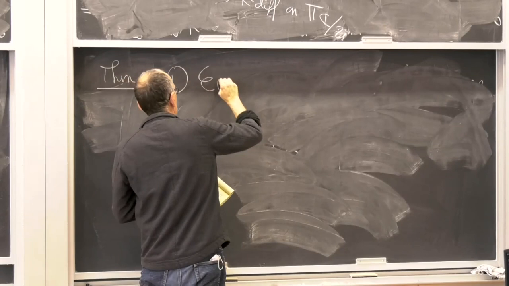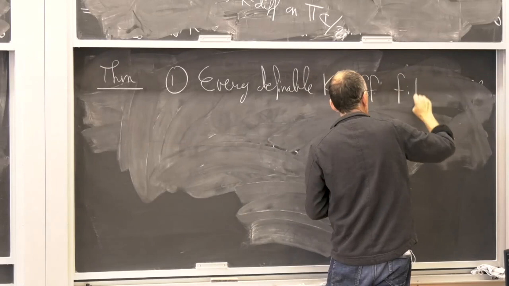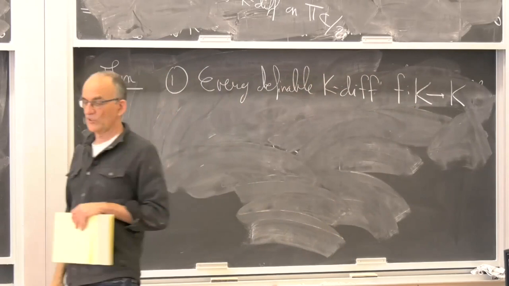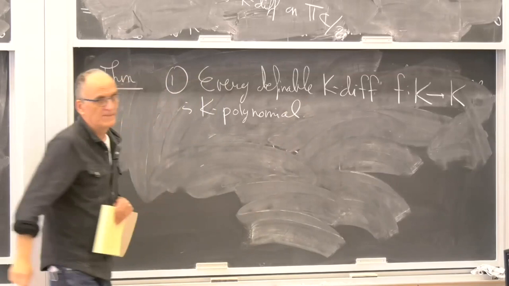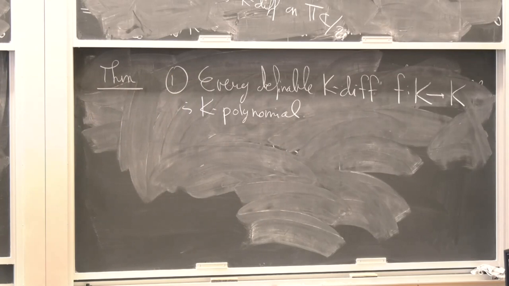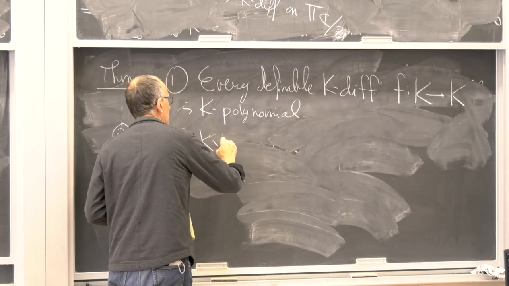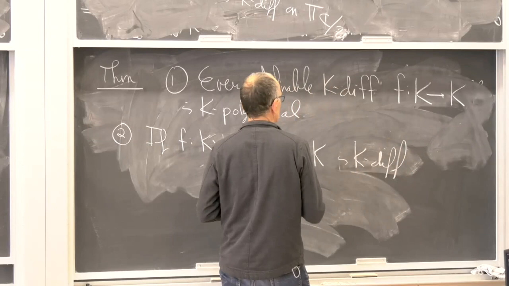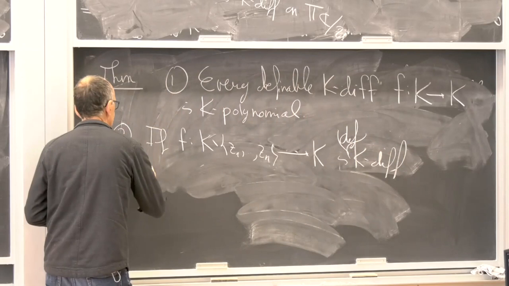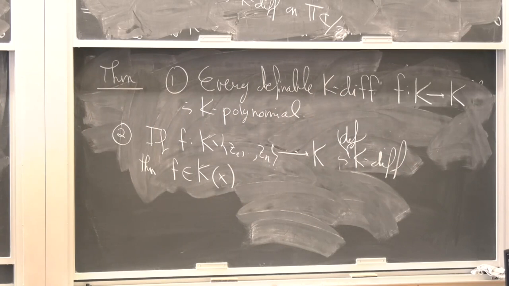One: every definable K-differentiable entire function, right? So now it's an entire function, it's not on an open set, is polynomial. There are no new entire functions, right? But also the softer version of that: if f from K minus finitely many points to K is K-differentiable, definable of course, then it is K-rational.